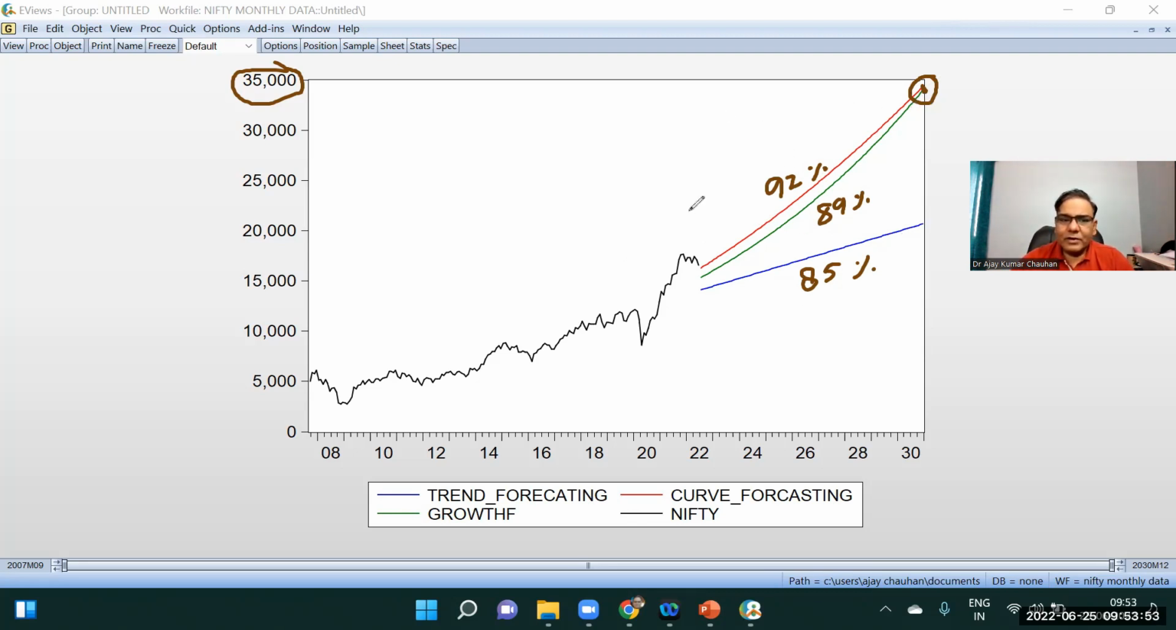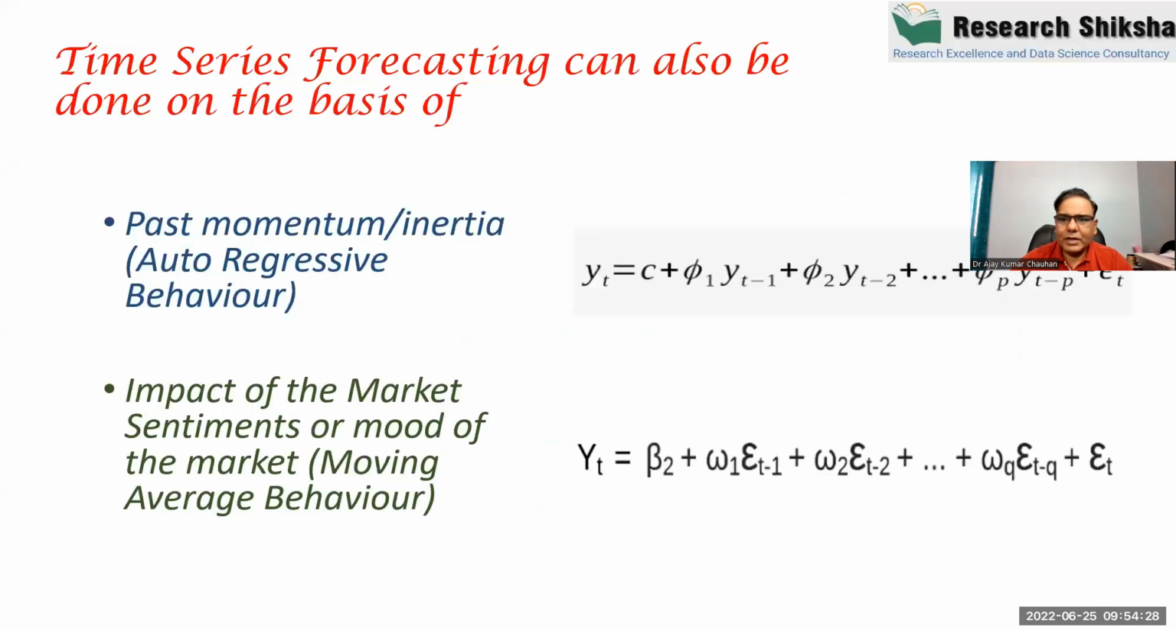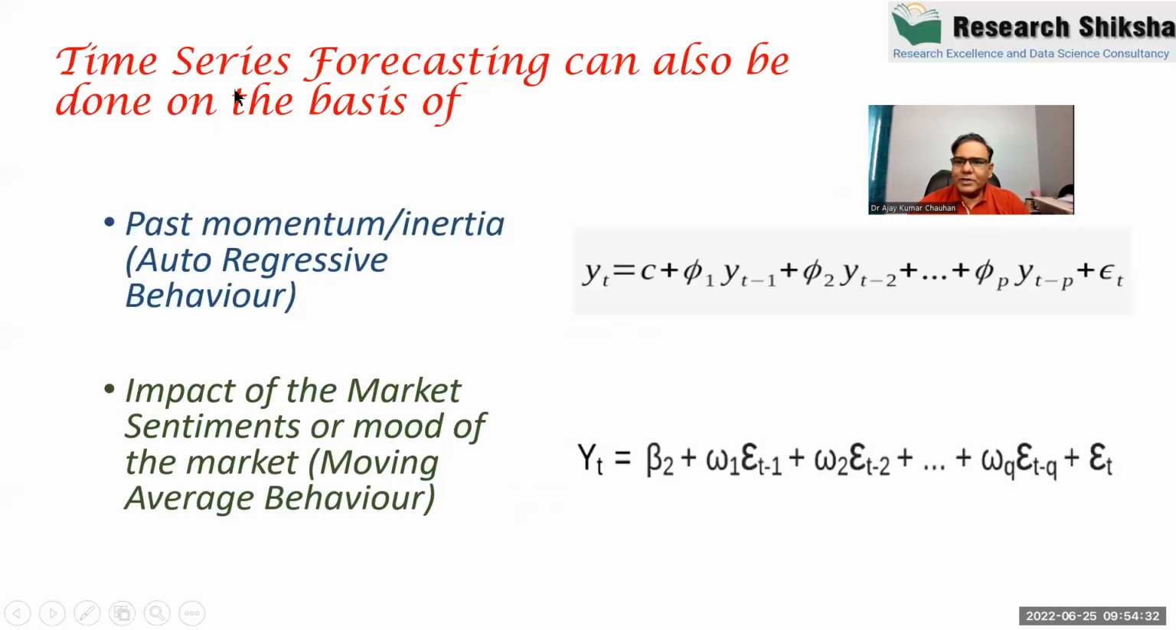So after learning these three basic types of forecasting, now we are moving to the complicated forecasting that is called ARIMA forecasting. So you have to now be attentive to understand the concept. First of all, I will explain the basic concept of ARIMA and then we will move to the practice session. Time series forecasting, still univariate, can be done on the basis of two concepts. One is called past momentum.